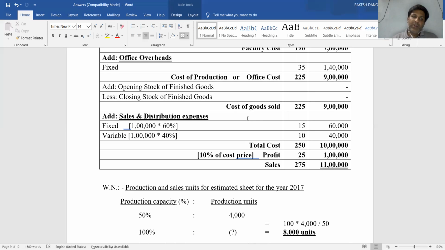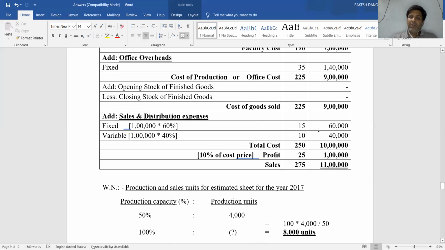Then we have to add sales and distribution expense. Sales and distribution expense total is given as 1 lakh rupees, but out of 1 lakh, 40% is of variable nature. So the remaining 60% is considered as fixed nature. So 1 lakh into 60% is 60,000. Same way, 1 lakh into 40% is 40,000. So 60,000 is fixed and 40,000 is variable.